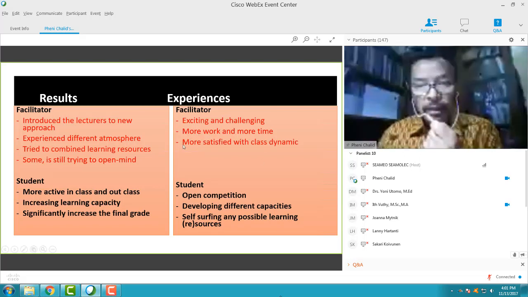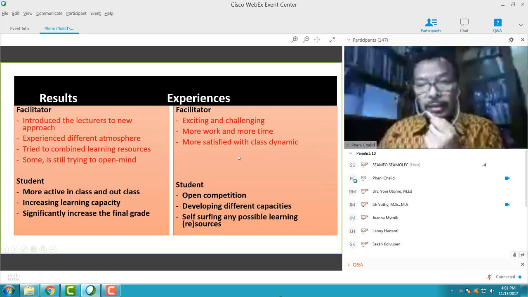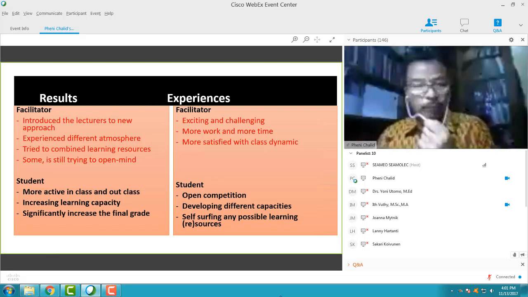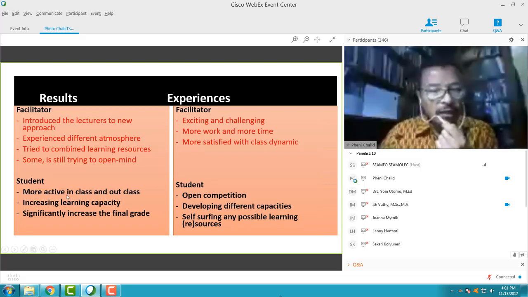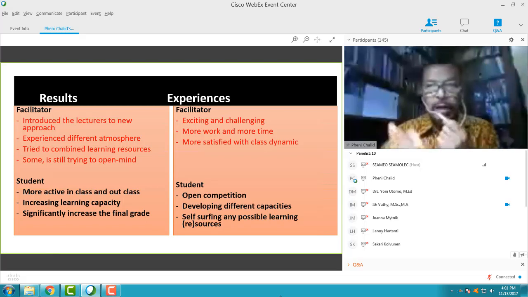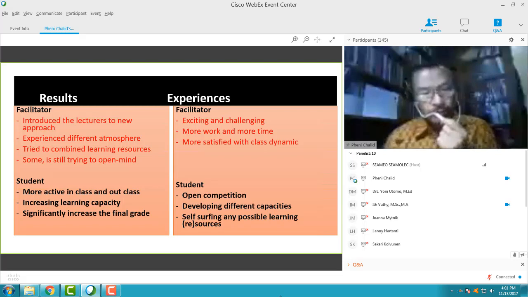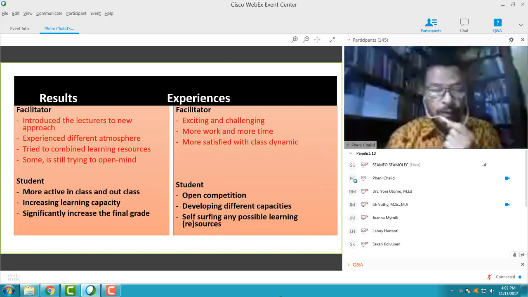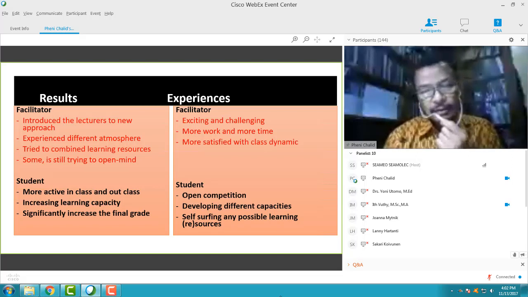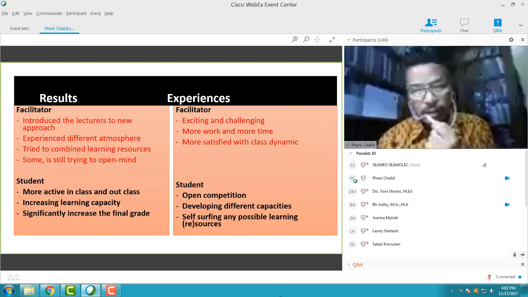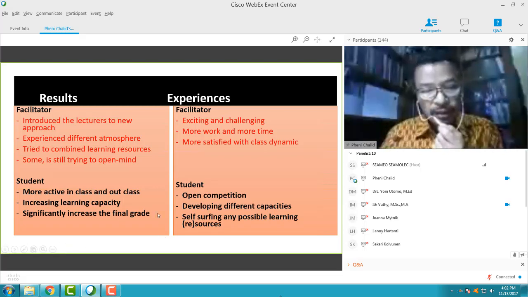Of course, it means more work and more time, but I am more satisfied with the class dynamic. We have become really happy and really enjoy working with students, observing, working, and discussing with them. For the students, as a result, they are more active in class and out of class, their learning capacity is increasing, and the final grade increased significantly. Before, without gamification, in my class, for example, about 5 students got C, and one, maybe because of laziness, got D. But now, almost all of them, only 2 got C. The others got B and A. They are really happy. So that significantly increased the final grade of the students.